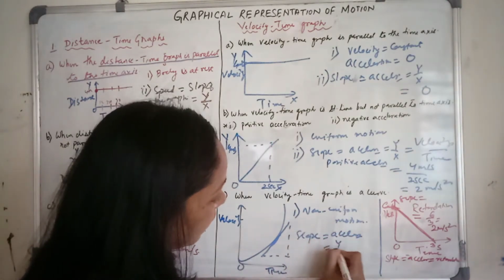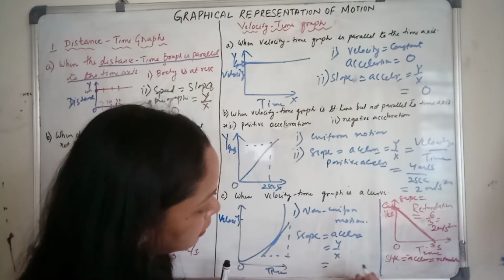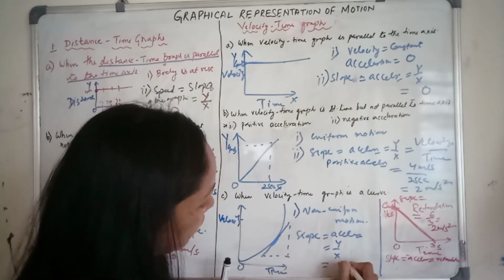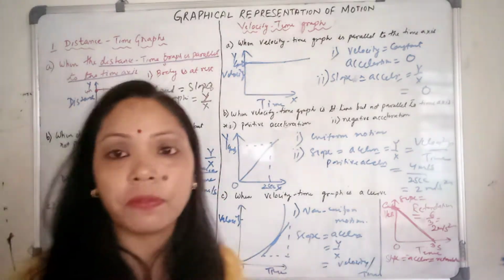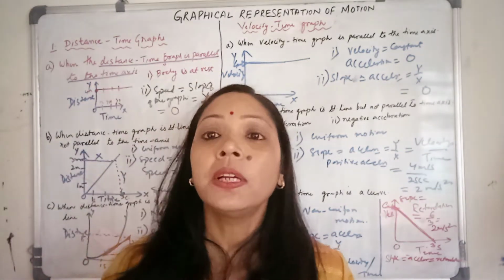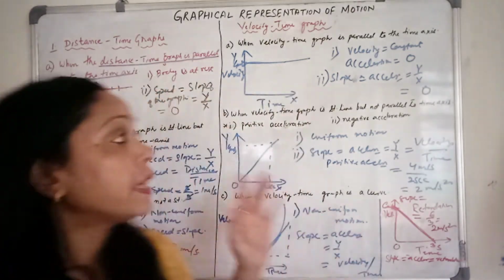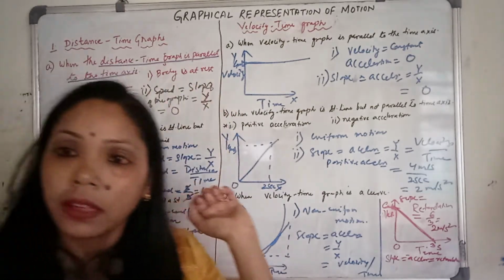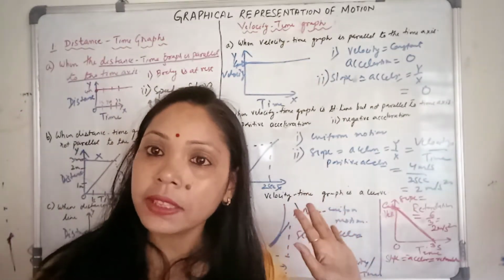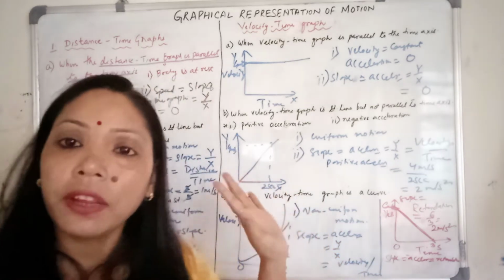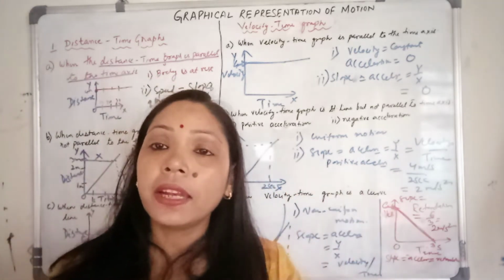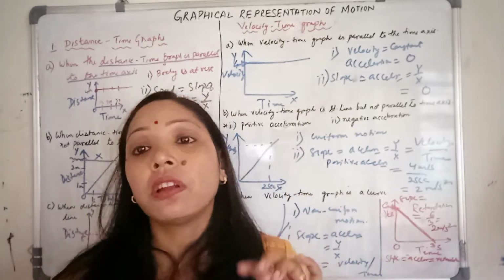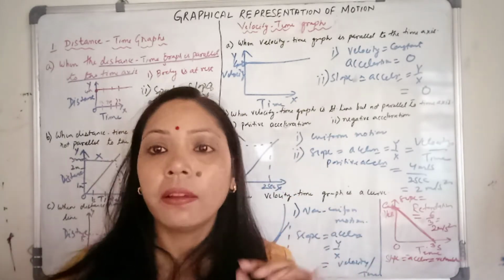That is your y by x. That is your velocity divided by time. Same way. So in this way we can represent the motion in a graph. And this is very important. If you understand this completely, then only you can derive the equation of motion by graphical method.